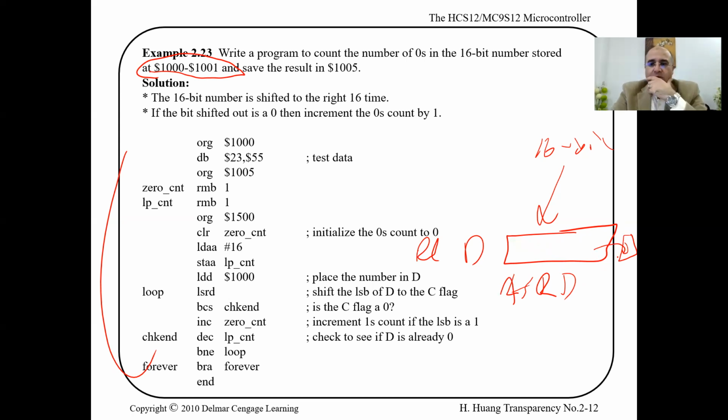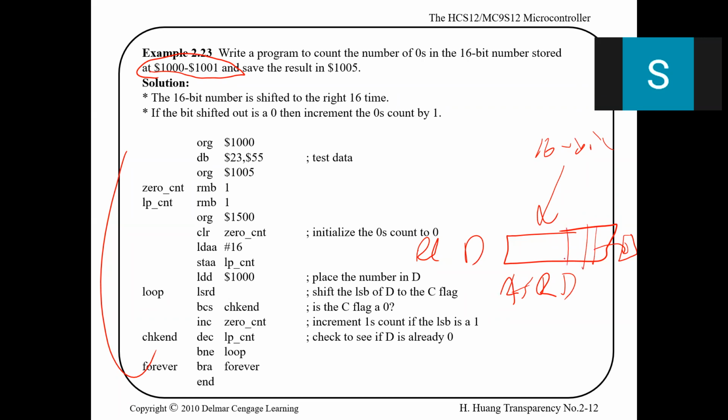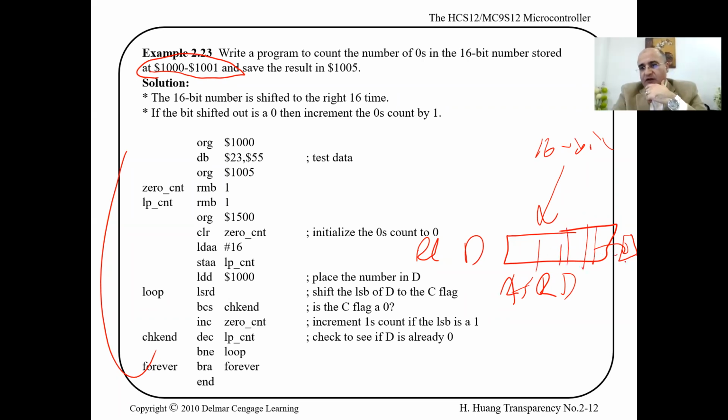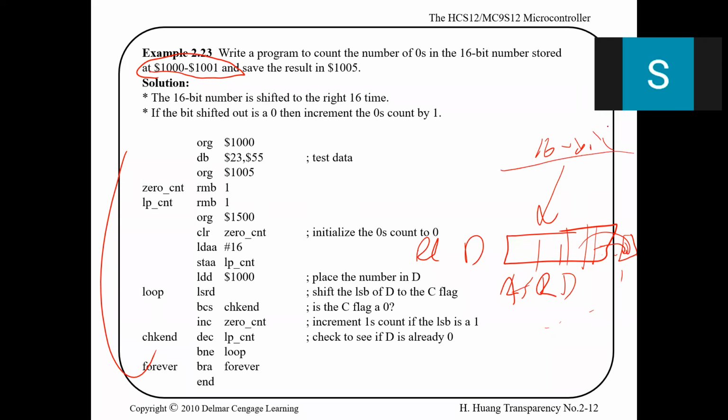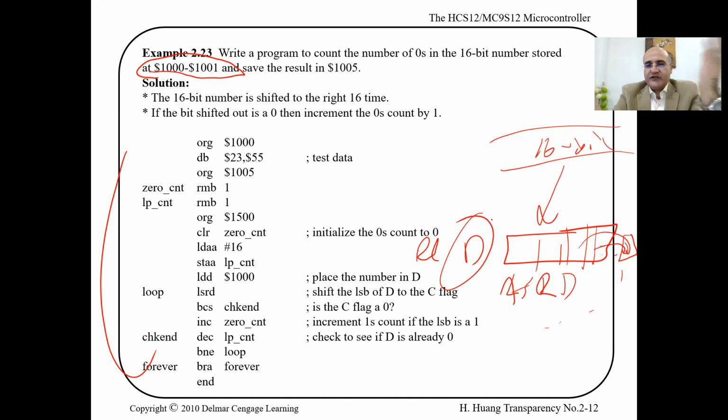So do it 16 times. Shift right, branch if carry to somewhere you increment the counter, then decrement the 16-bit counter and go do this again. Shift right, branch if there is a carry, increment the counter, do it 16 times, right? Your original number will stay in memory, and D is just a temporary placeholder.